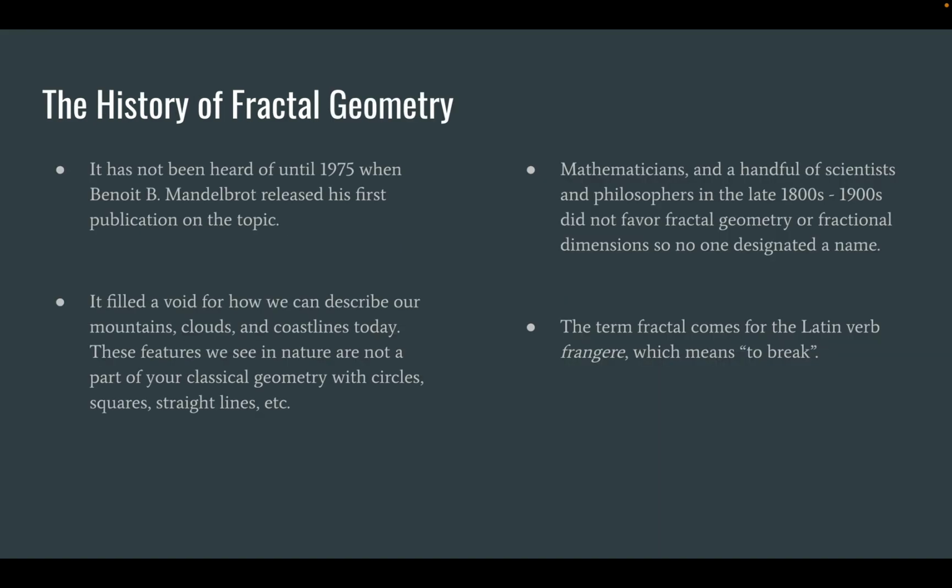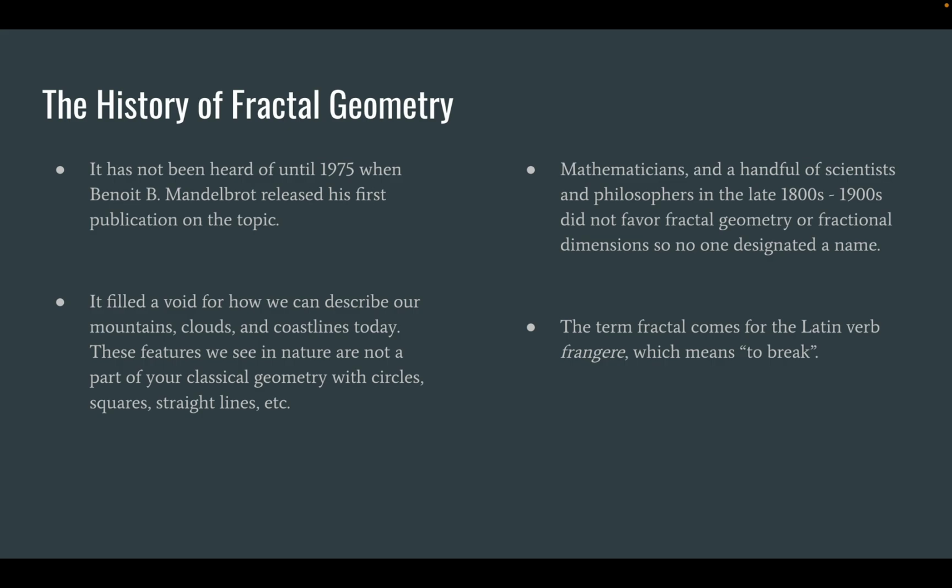So, the history of fractal geometry: it did not get a name until 1975, when Benoit B. Mandelbrot released his first publication on the topic. Mathematicians and a handful of scientists and philosophers in the late 1800s to early 1900s didn't really favor fractal geometry or fractional dimensions at that time. So no one felt that it deserved a name, so they did not designate a name for it.